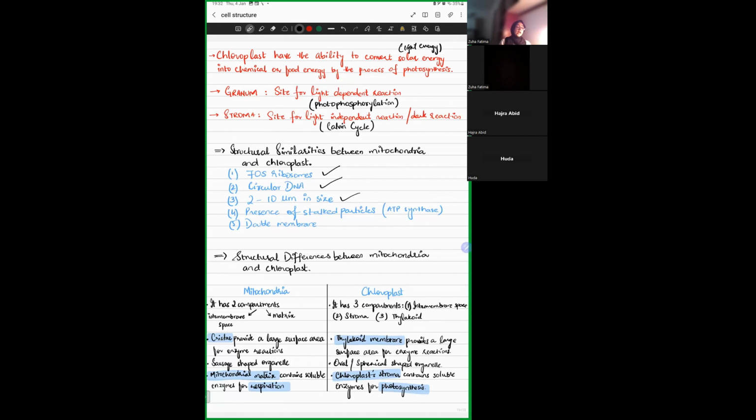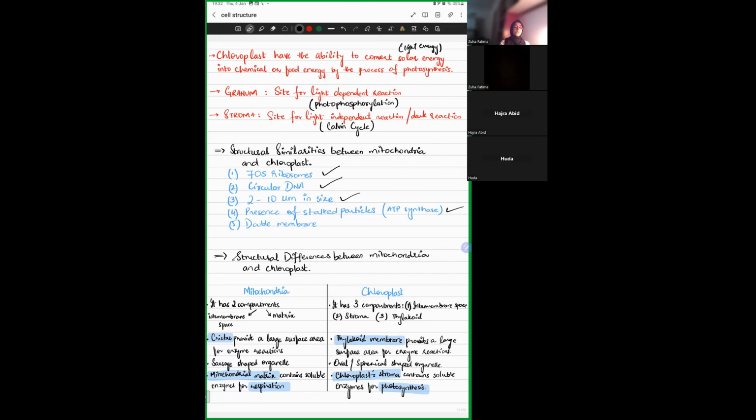Okay? Then the last similarity in their structure is that both possess a double membrane, and if both possess a double membrane, one has to be an outer membrane, one has to be an inner membrane, and the region between the two membranes is called the intermembrane space. Okay? So these were the structural similarities between mitochondria and chloroplast.